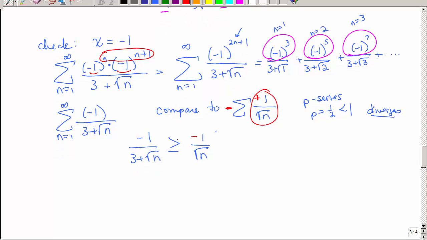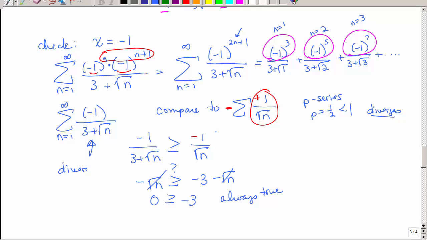Well, if you're not real sure, let's cross multiply and find out. So we would have negative 1 times the square root of n. Is that greater than negative 3 minus the square root of n? Well, if I subtract this, I would have this statement. So this is always true. Okay. So that means that this series diverges. What does that mean? It means you do not include negative 1 because negative 1 would make the original series diverge.